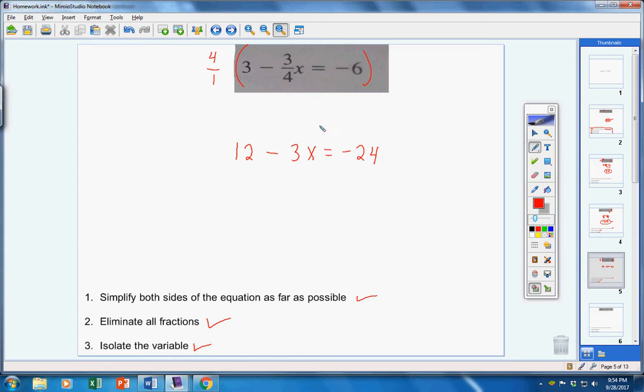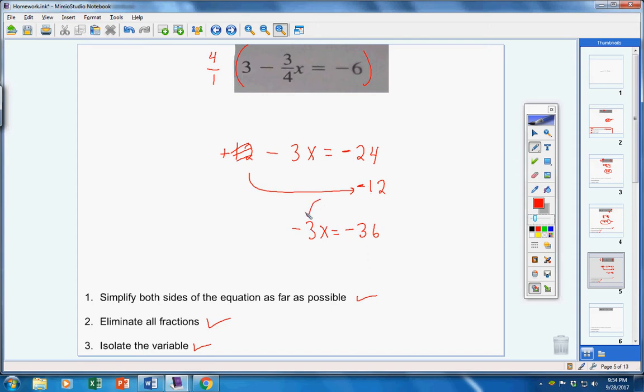So, here's my variable. Save the 3 for last. Bring the 12 over. It's a positive 12. When you bring it over, it becomes a negative 12. So negative 3x equals negative 36 because negatives are like money that you owe. You owe 24, you owe 12, now you owe 36.